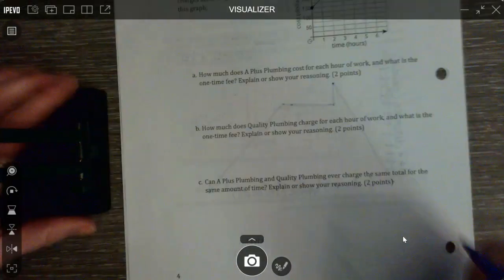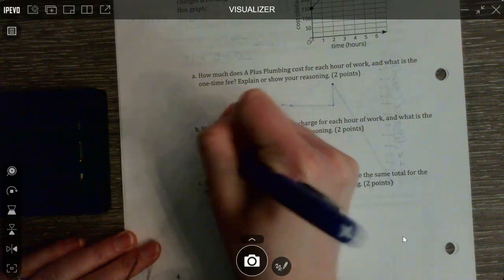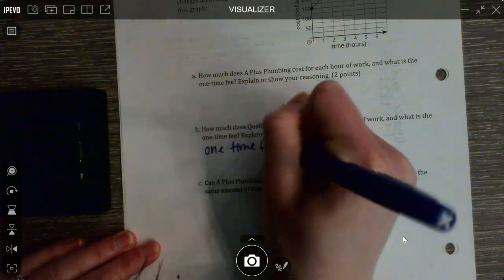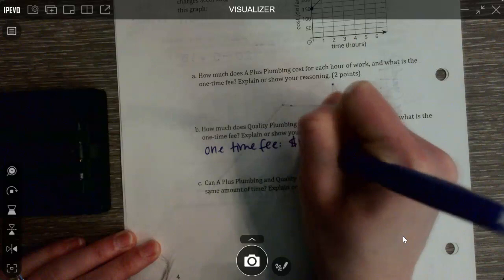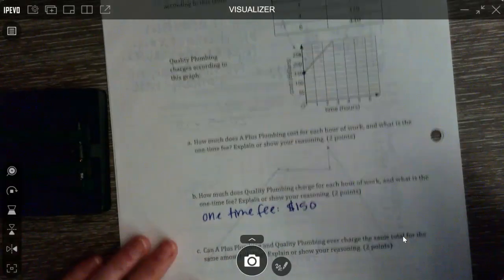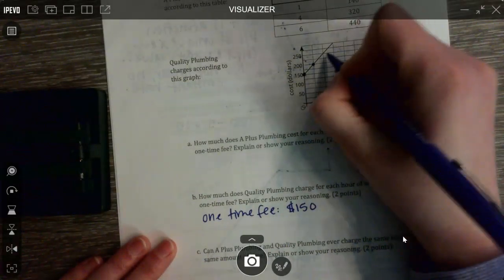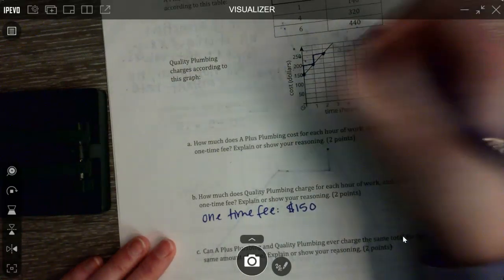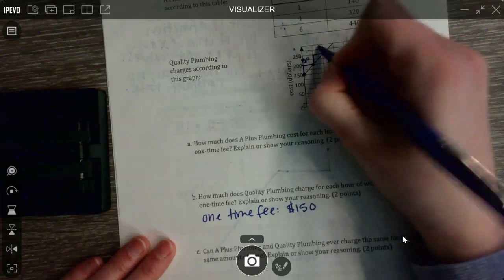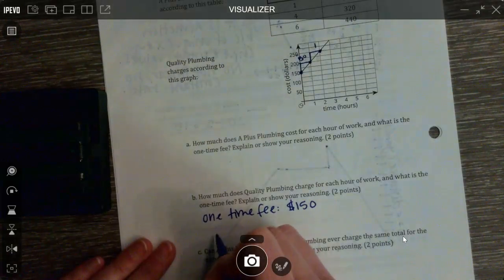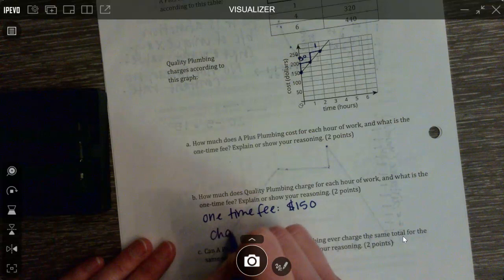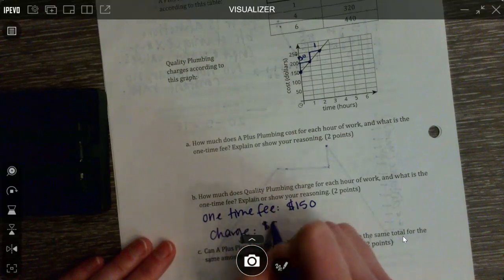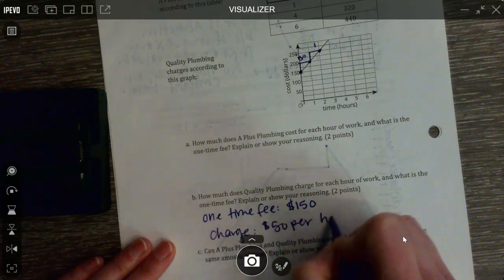You see your y-intercept right there, it's 150. So I'm going to say down here, okay, one-time fee, 150. Then if I look at my slope, what am I going up? I'm going to write some points on here, okay, make my triangles. I'm going up 50 over 1. So then that means my charge is $50 per hour. Okay, that one to me was easier.